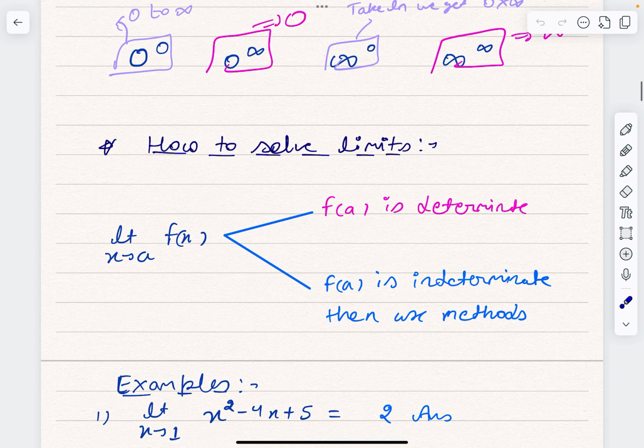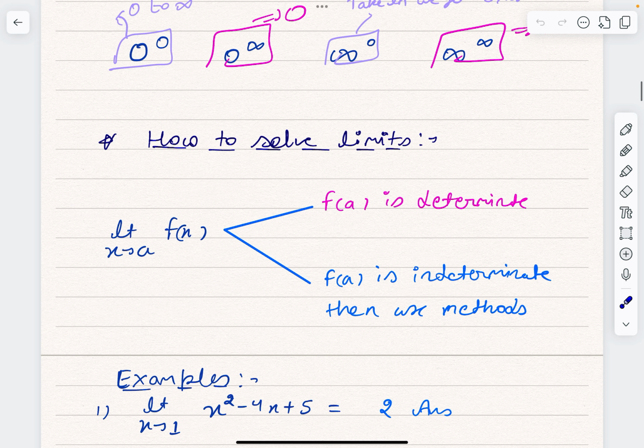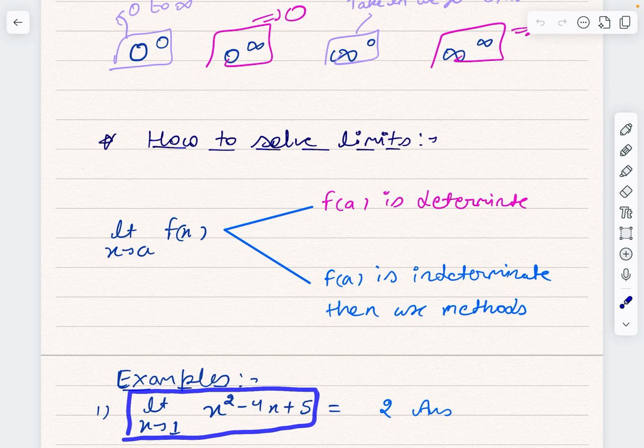See, first one. Let us say they ask, like this, you just see here, you don't need to try this thing. I'll give you a few problems to try after this. Limit x tend to 1 of x square minus 4x plus 5. What do you do? Just put x equal to 1, you get 2. That is the answer, because it is not an indeterminate form. So we say when x approaches 1, this value approaches 2. That's all. Nothing to solve here.